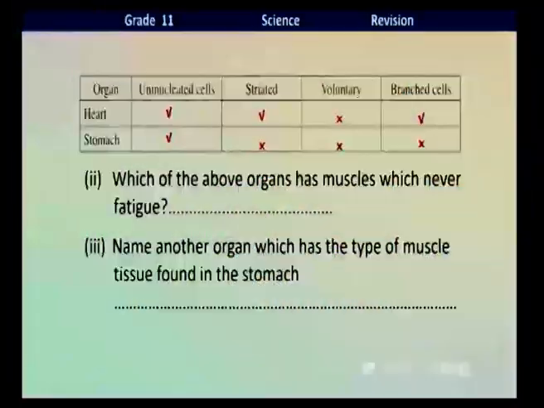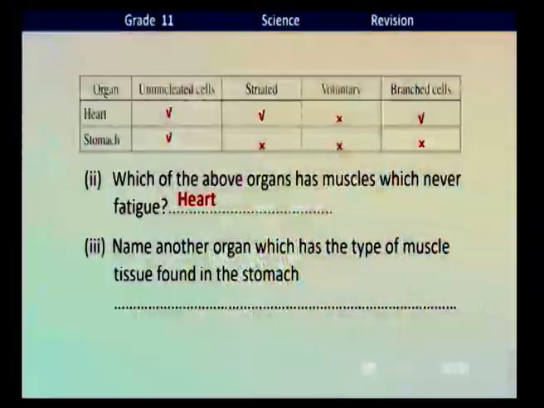Based on the same table, same tissues, which of the above organs has muscles which never fatigue? Heart is the answer, children, because we know that cardiac muscles never fatigue. They function, they work before you were born, children. You know that.